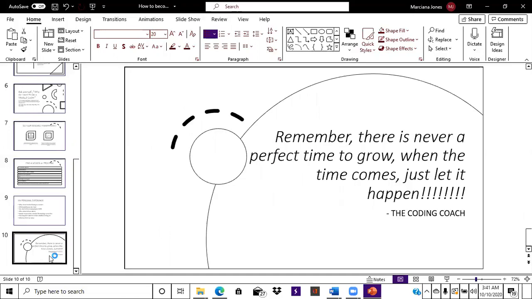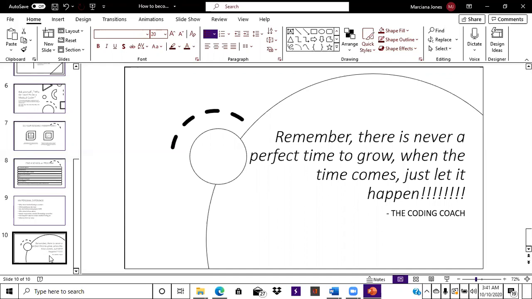So I wanted to end this video with a quote. It says, remember, there is never a perfect time to grow, and when the time comes, just let it happen. I wanted to end the video saying this because a lot of times, and maybe some of you are experiencing this, you may have been supposed to start coding a long time ago, but things kept coming up, whether your mom got sick, or you had another child, or you didn't have enough money to start, or whatever the case may have been.